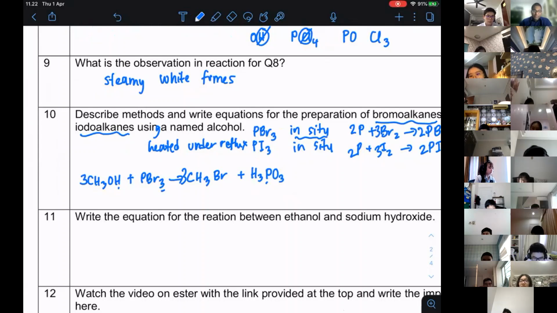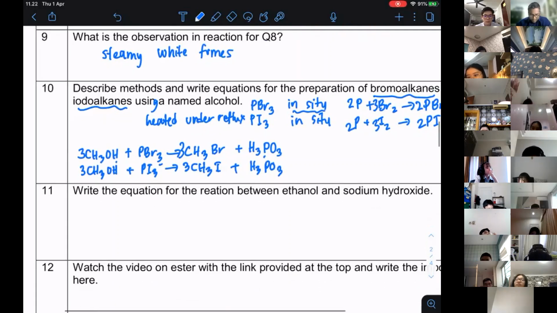Okay, so you can write down for the other one. If you are using PI3, so you will get 3CH3I plus H3PO3 also.